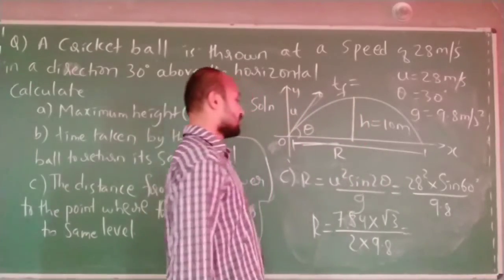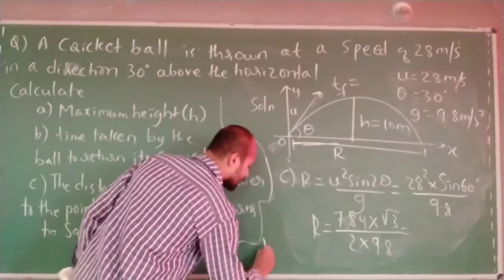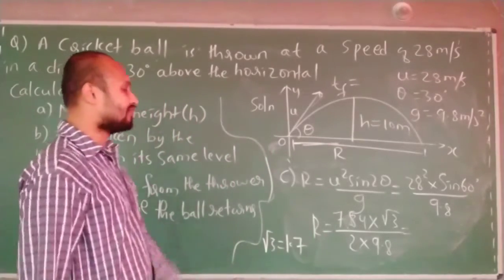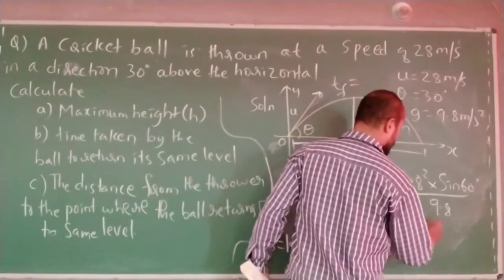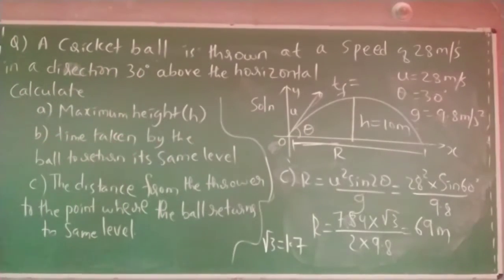Keep in mind that the value of root 3 is approximately 1.7. Solve for this, and you will get an answer of nearly 69 meters.